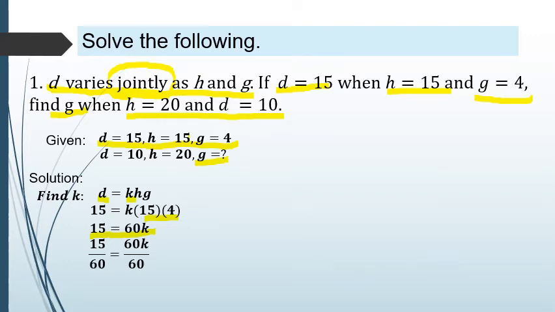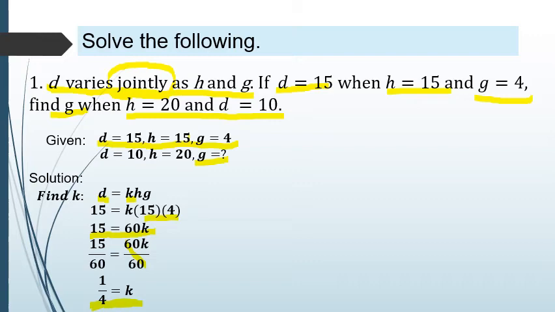So, 60K divided by 60, ang matitira ay K. Etong 15 at 60, divisible ng 15 pareho. Kaya pwede nating i-simplify. 15 divided by 15 equals 1. 60 divided by 15 equals 4. Kaya ang magiging sagot ay 1/4. Ang value ng K ay 1/4.